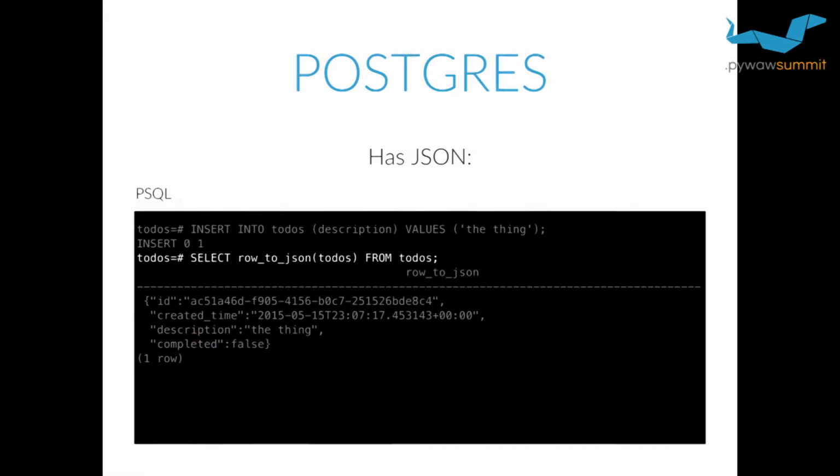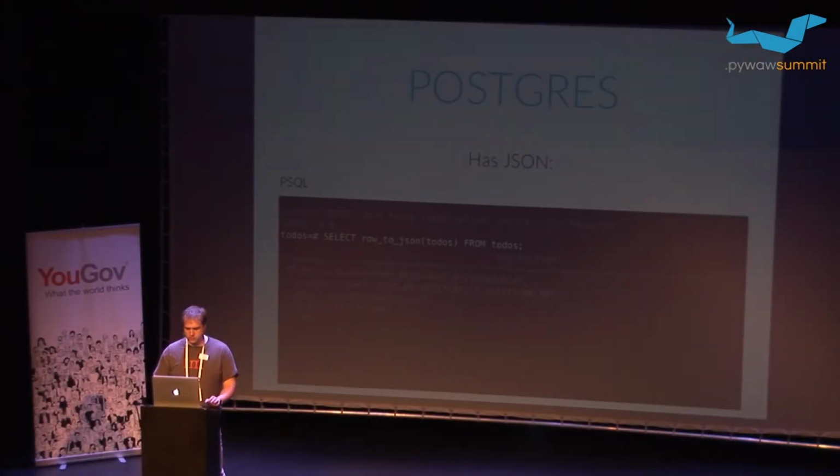The little bit of JSON magic we're using from Postgres happens right there. We say, take this to-do item and cast it to JSON before you give it back to us.